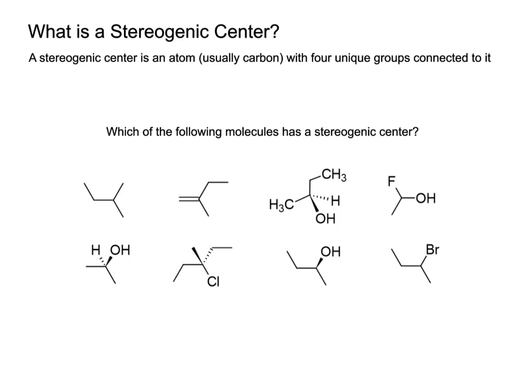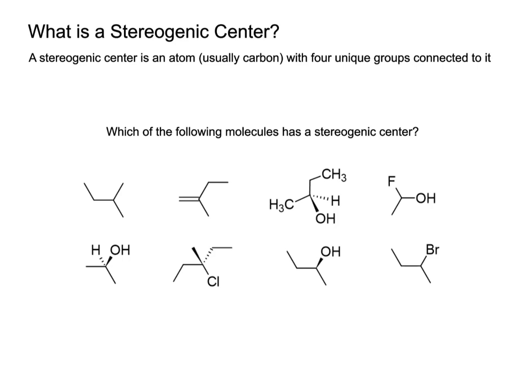We're going to cover the stereochemistry of molecules with 0, 1, or multiple stereogenic centers. What is a stereogenic center? A stereogenic center is an atom, usually carbon in organic chemistry, with 4 unique groups connected to it. So rather than go over that definition more, it's probably best to just illustrate with some examples what a stereogenic center is.